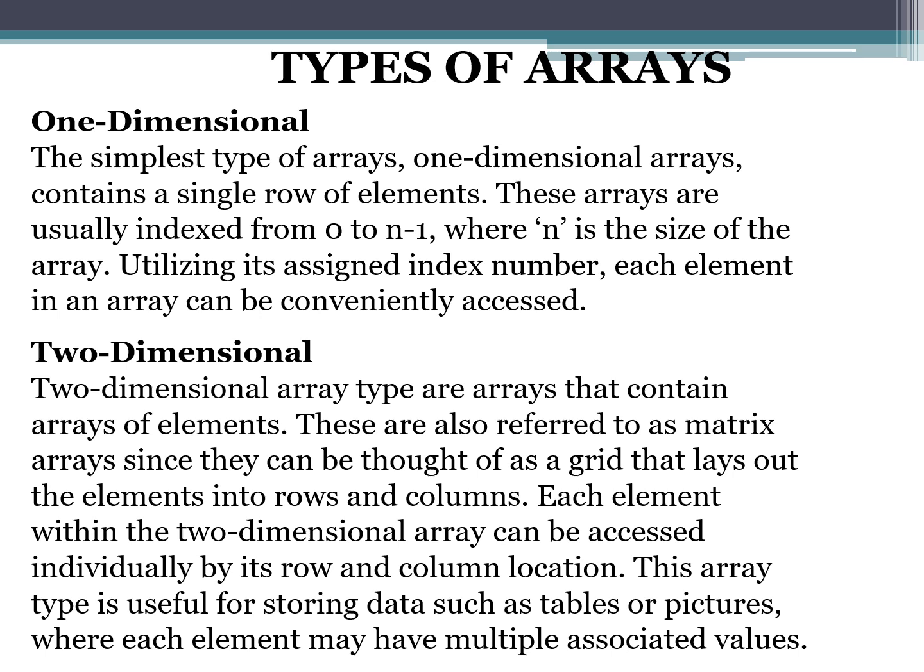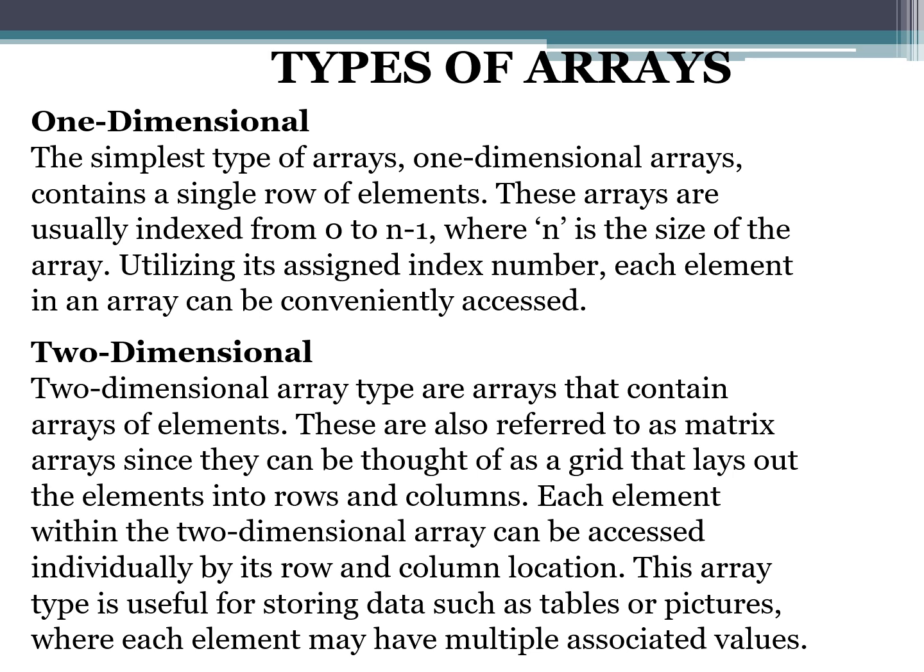Types of arrays. One-dimensional array. The simplest type of array. One-dimensional arrays contain a single row of elements. These are usually indexed from 0 to n-1, where n is the size of the array. Utilizing its assigned index number, each element in an array can be accessed.